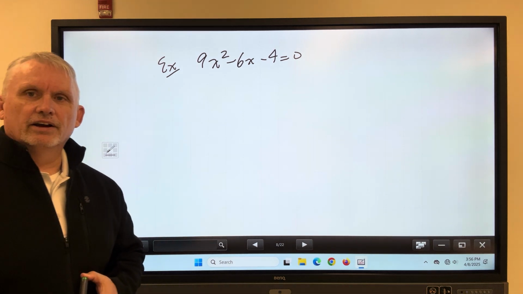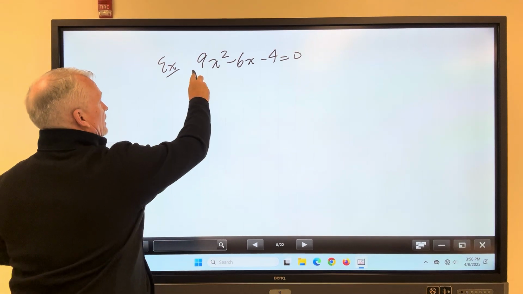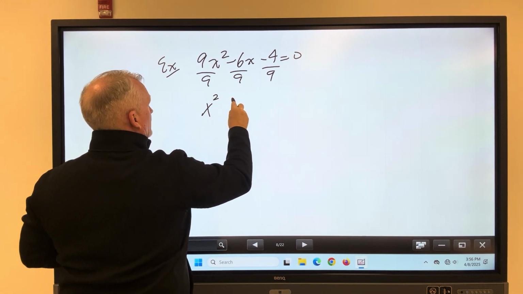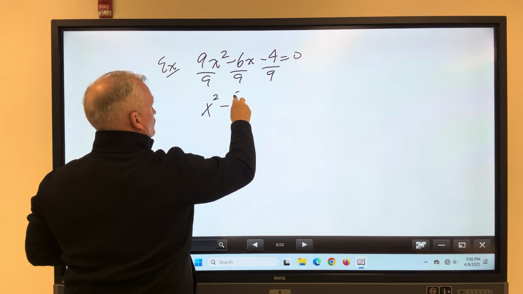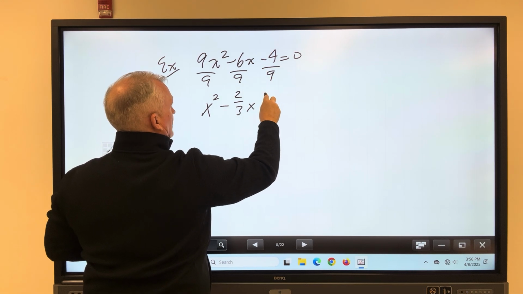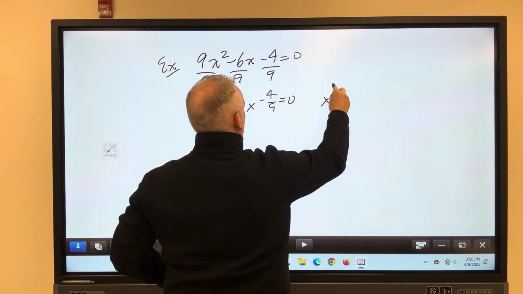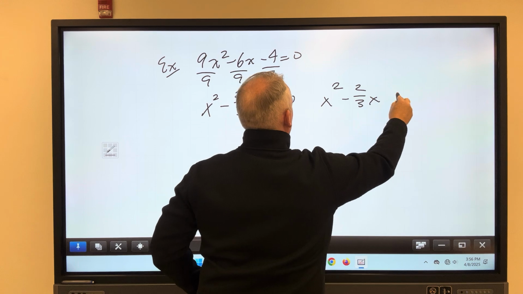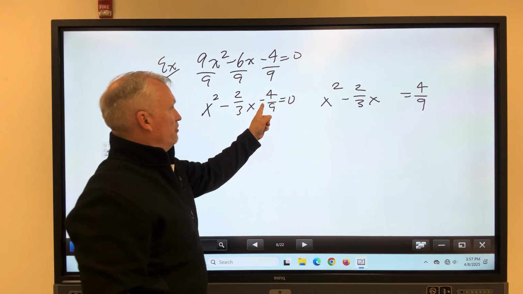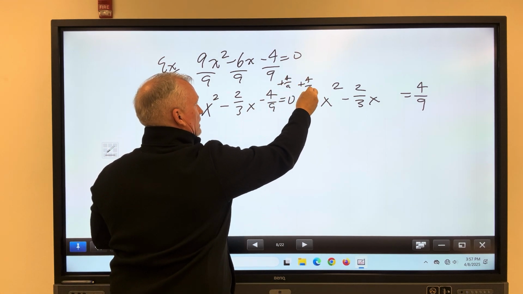Okay, we've got to do a couple things here. One, because the leading coefficient is 9, I don't like that. So divide everything through by 9. So I have x squared minus, I'm going to reduce this, 2/3 x, minus 4/9. But remember what I got to do. I got to move it to the other side. So I got x squared minus 2/3 x, add 4/9 is equal to 4/9. I added 4/9 to each side.